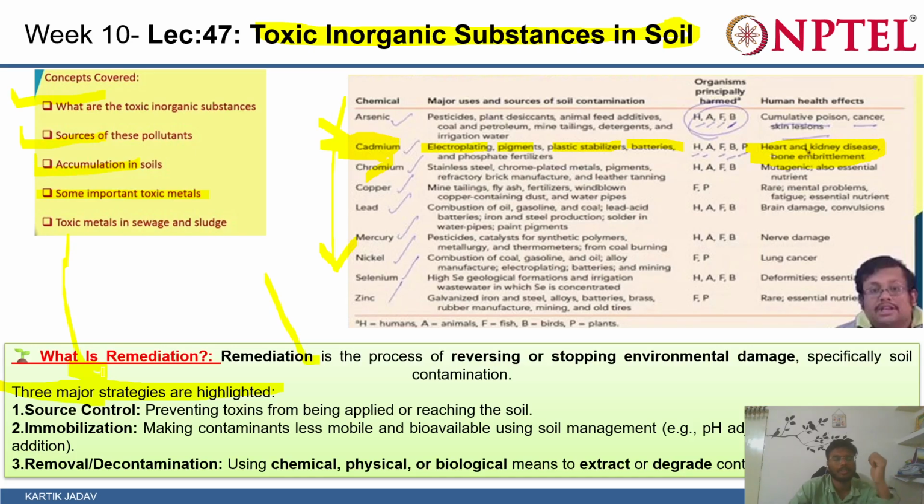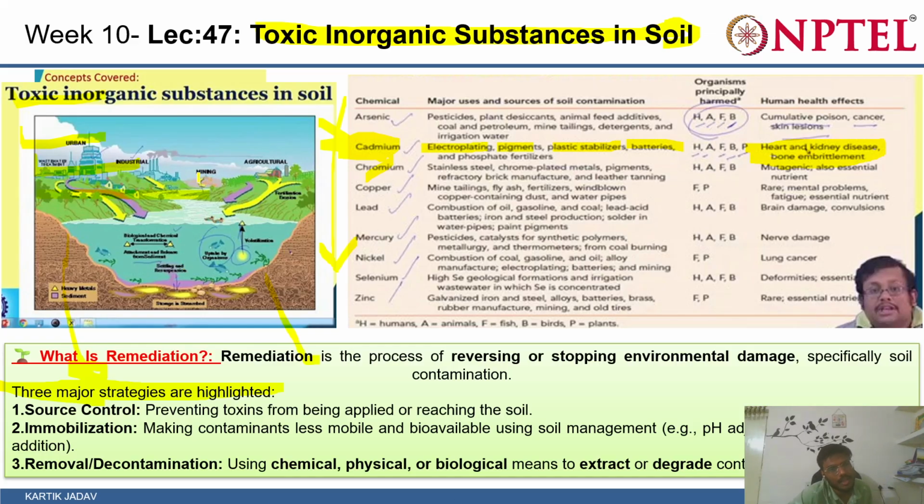Whenever you want to do remediation of a particular soil, first you need to identify its source and control that contaminant from its source. Then we can also do, in parallel, immobilization of those contaminants by making them less mobile and bioavailable using soil management such as pH adjustment or organic matter addition. We can also remove or decontaminate using various physical, chemical, and biological measures, for example, the application of surfactants and organoclays that we talked about.